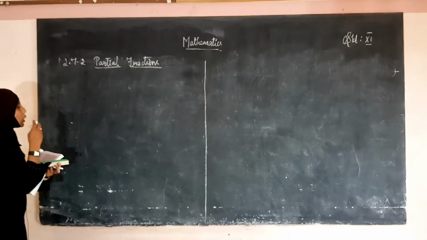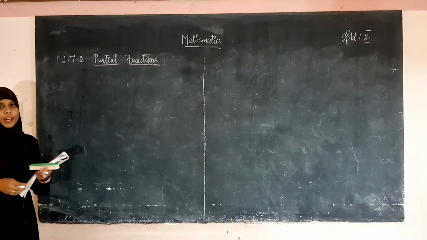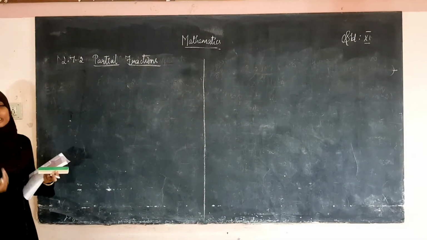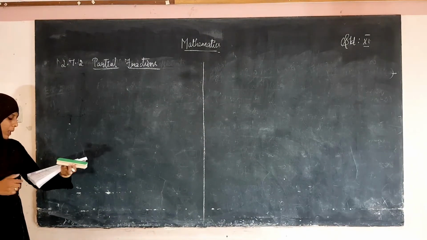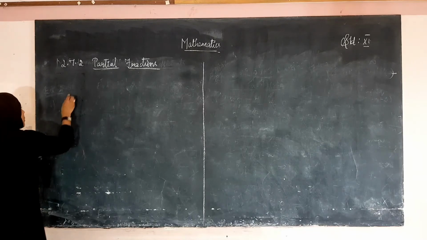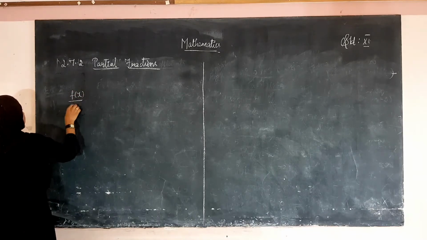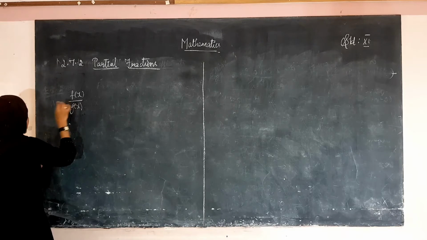So in today's class we are going to see 2.7.2, that is partial fractions. We are going to see how to solve partial fractions. There are two methods. In your book they have given the partial rational expression f of x divided by g of x. It will be in the format of f of x divided by g of x.